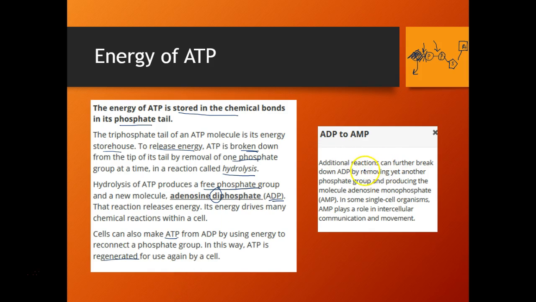Additional reactions can further break down ADP, which remember has 2 phosphates, by removing another phosphate group and producing adenosine monophosphate, which is 1 phosphate group. AMP can be an important molecule because it plays a role in intercellular communication and movement in the cell.